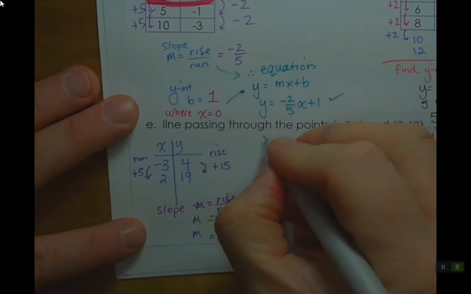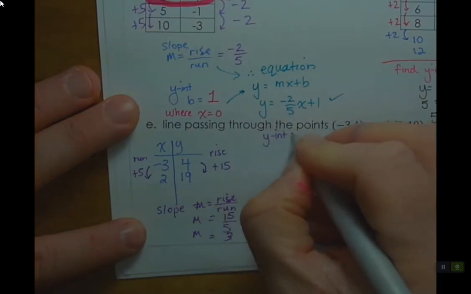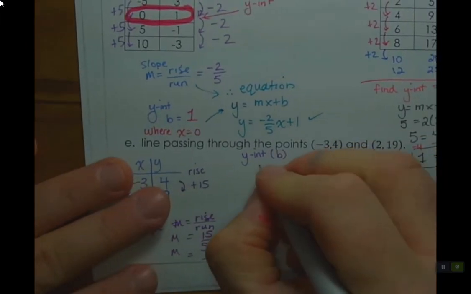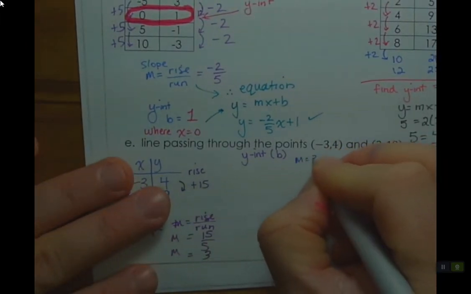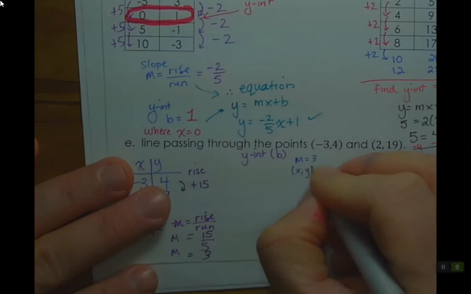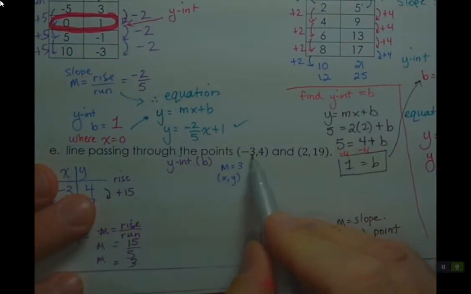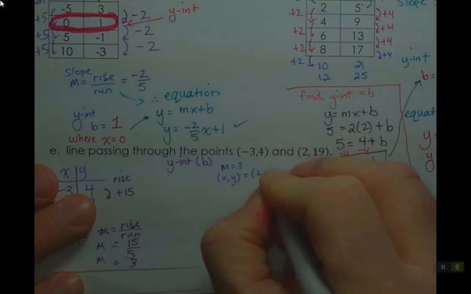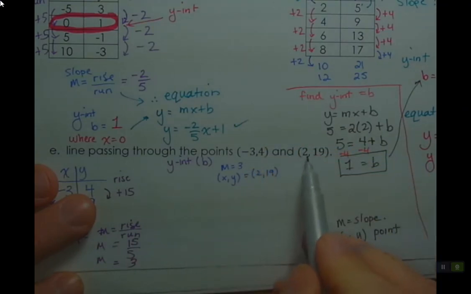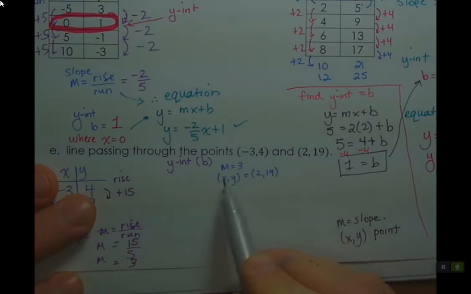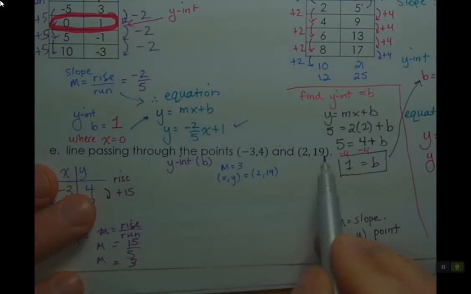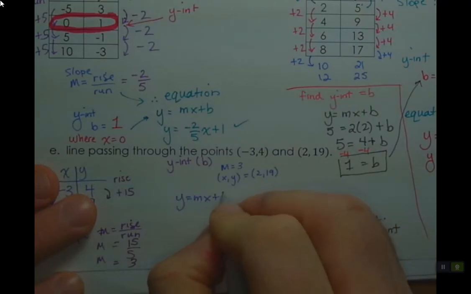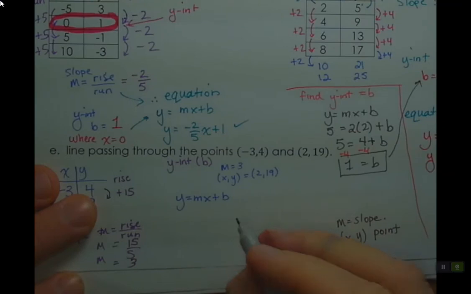All right. To find my y-intercept, b, I'm going to use m equals 3, and I pick a point. You could pick this point or this point, it won't matter, as long as you don't mix up the x's and y's. Make sure the x is 2 and the y is 19. And then what you do is put it into this equation, the same equation for a line.